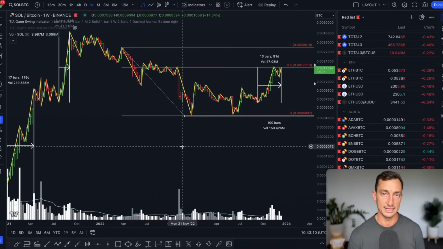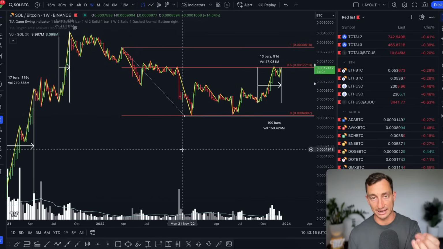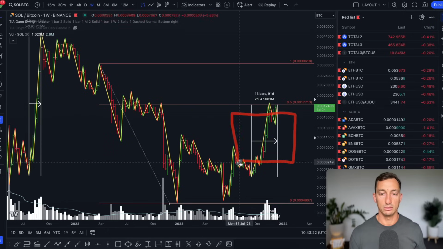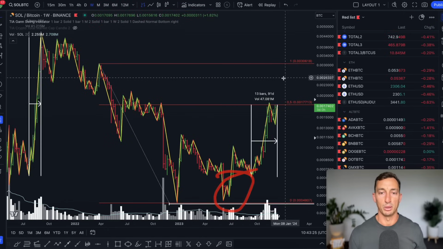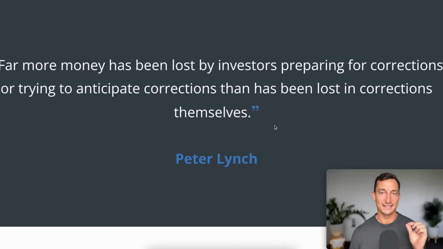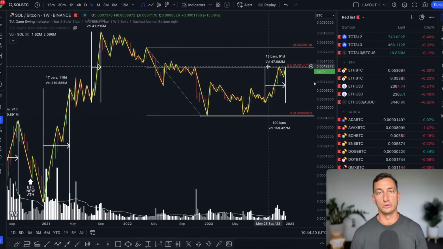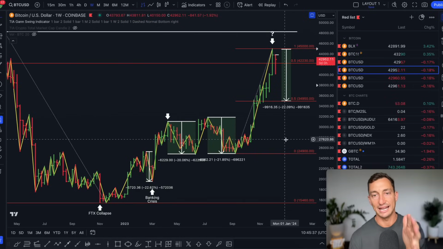So this is the idea that I'm sharing with you. We're looking at the market sentiment towards the end of moves. It doesn't mean that the top is exactly in, but at the end of the day, I think our job is to take a chunk of profits from the middle as best as we can and leave the bottom picking and the top picking for the others. Because as legendary hedge fund manager Peter Lynch has said, far more money has been lost by investors preparing for corrections or trying to anticipate corrections than has been lost in corrections themselves. Essentially, the way I read it is those trying to pick bottoms and exact tops lose the most money.